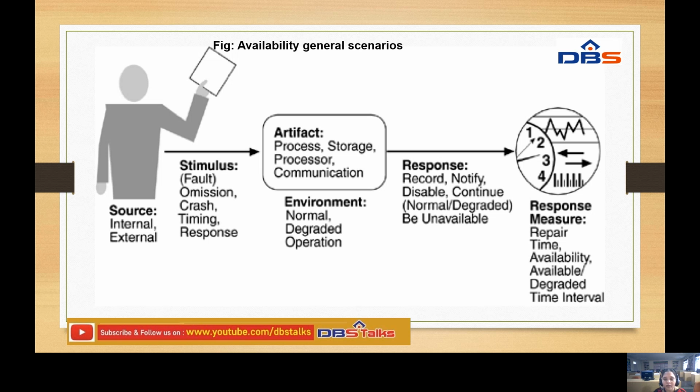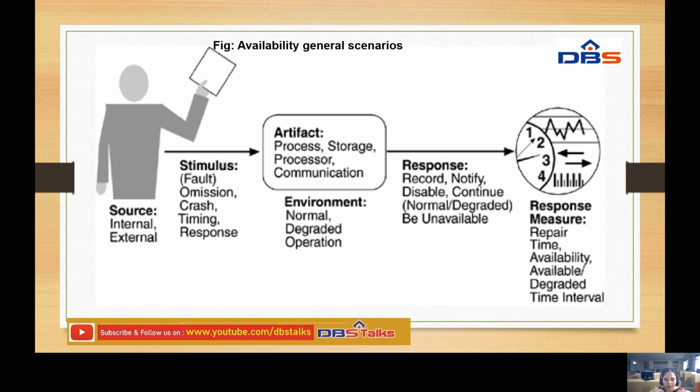Based on that we get the response: it may be recorded, notified, disabled, continue, operate normally, or become unavailable. These can occur at certain times or frequently. Next, the response measure. When some problems occur, we need to repair them. The measure covers time to repair, availability, degraded operation, and time intervals.